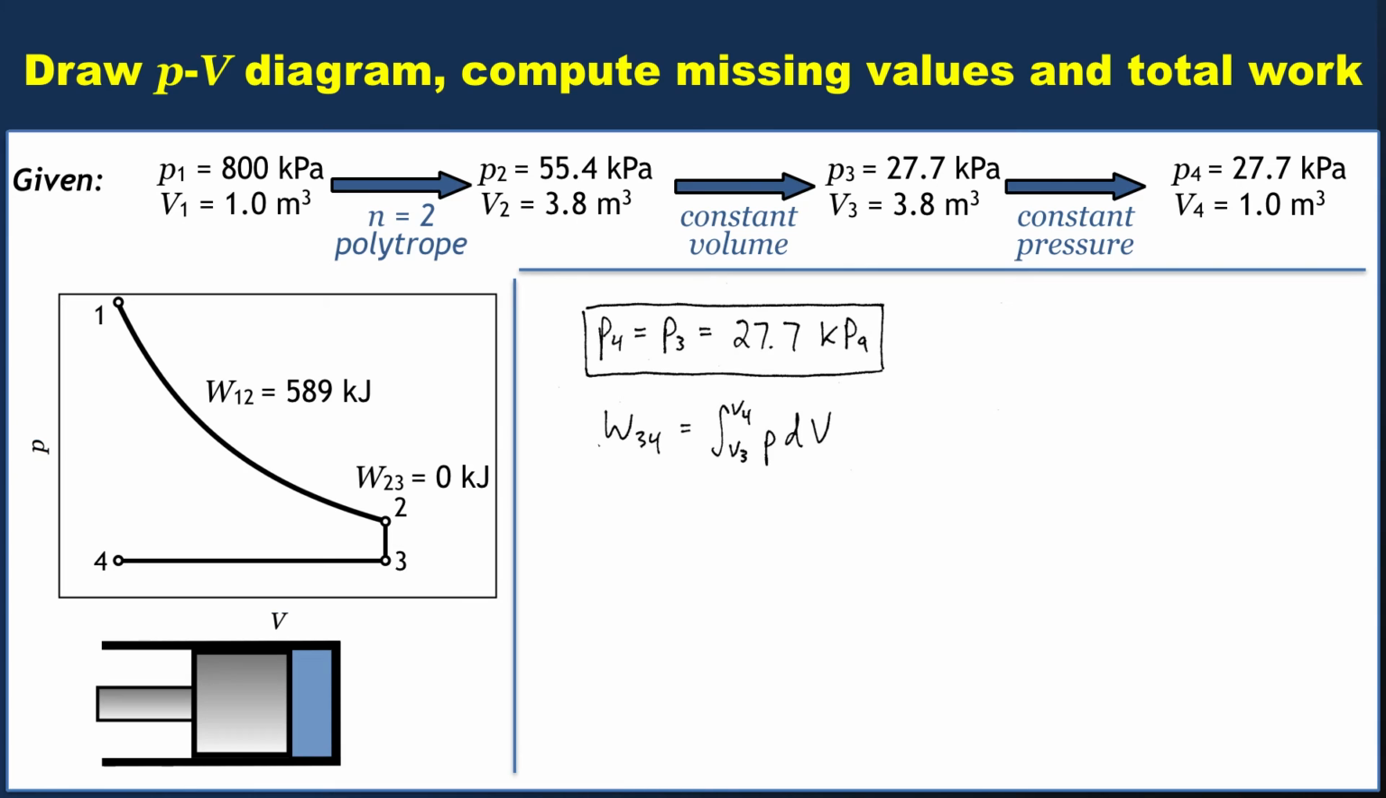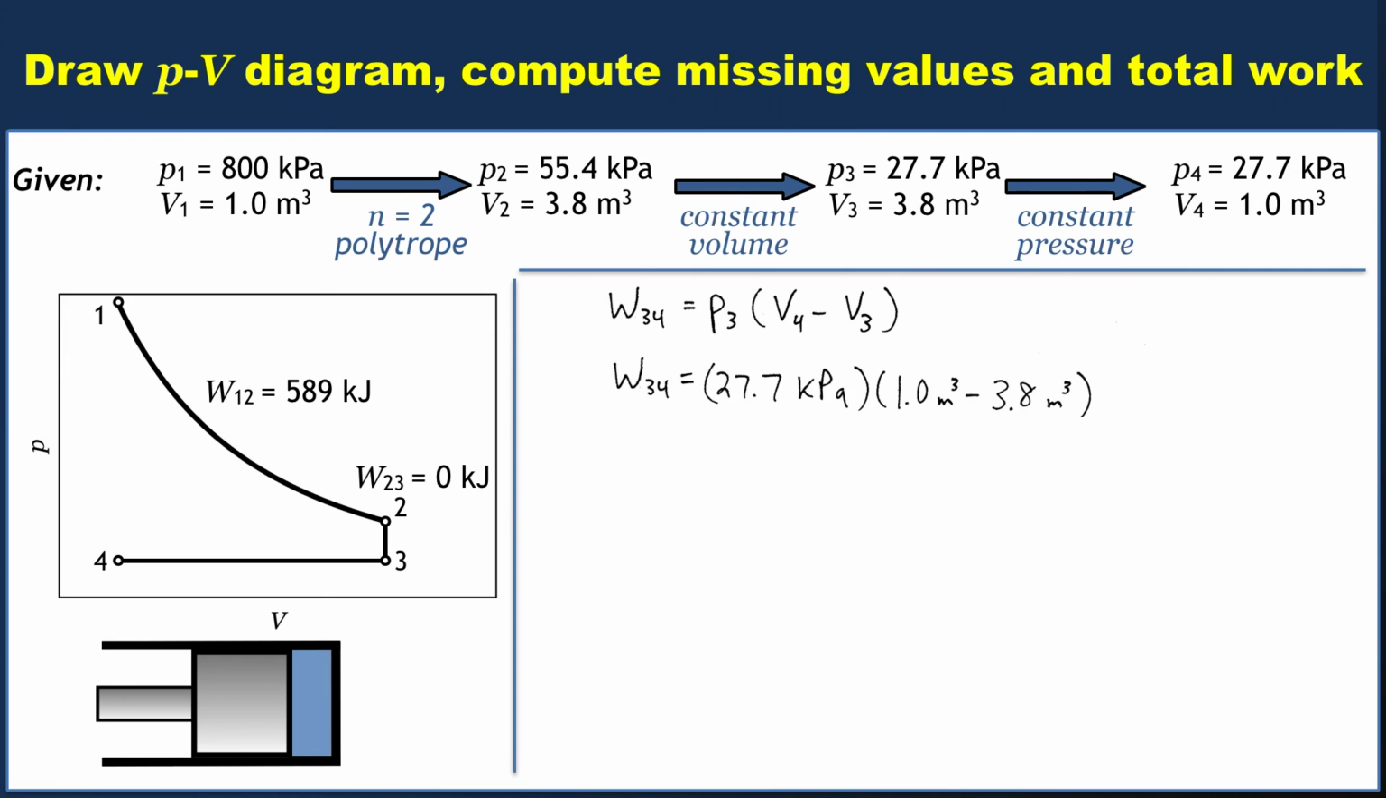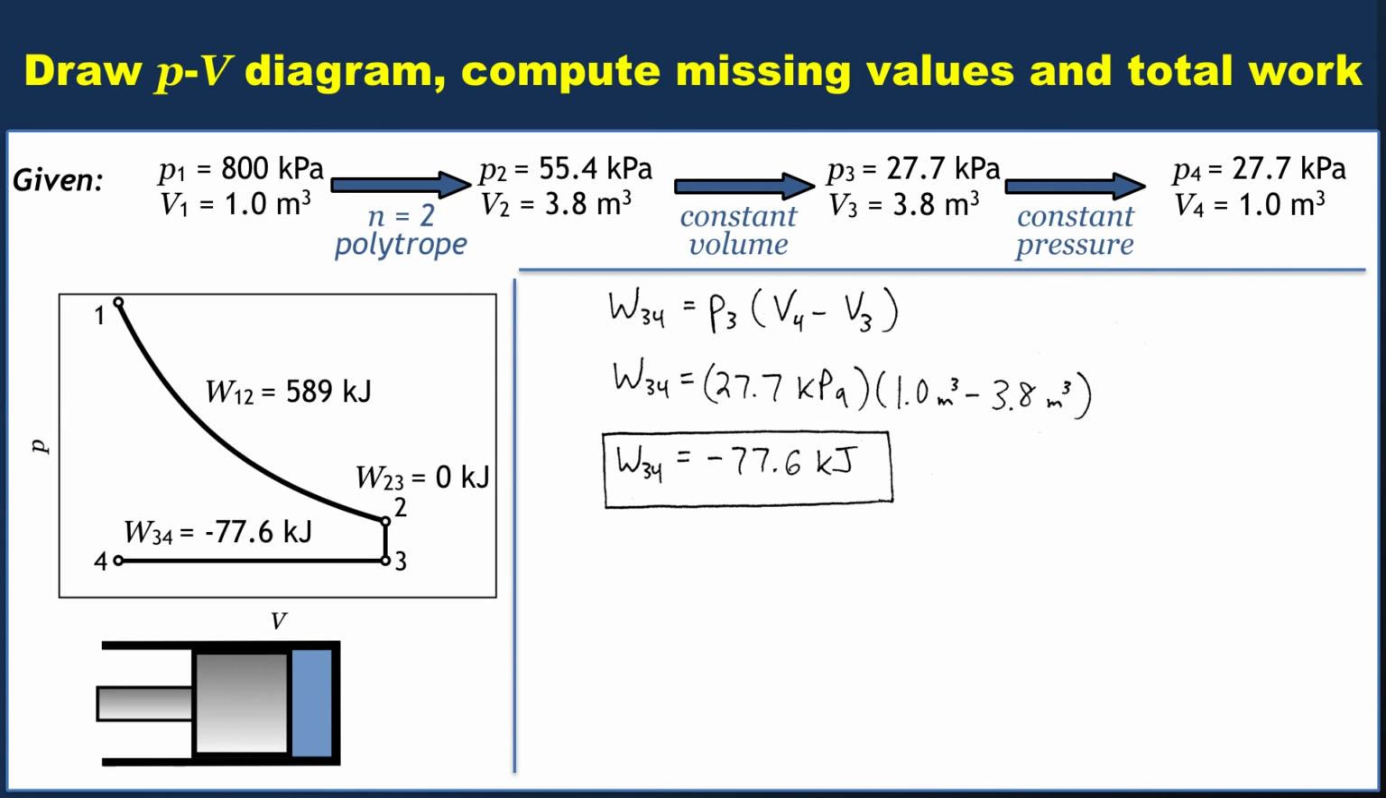But we can pull out this P because it's constant. So remember, this is a constant pressure process. It's not a polytropic process anymore. That means that the pressure is constant and we can just pull that pressure out front. So the work in going from 3 to 4 is P3 times the integral of dV going from V3 to V4. That's a pretty easy integral to do. So we'll move that up and put in the values. Being careful with the sign here, we get that the work in going from state 3 to state 4 is minus 77.6 kilojoules.